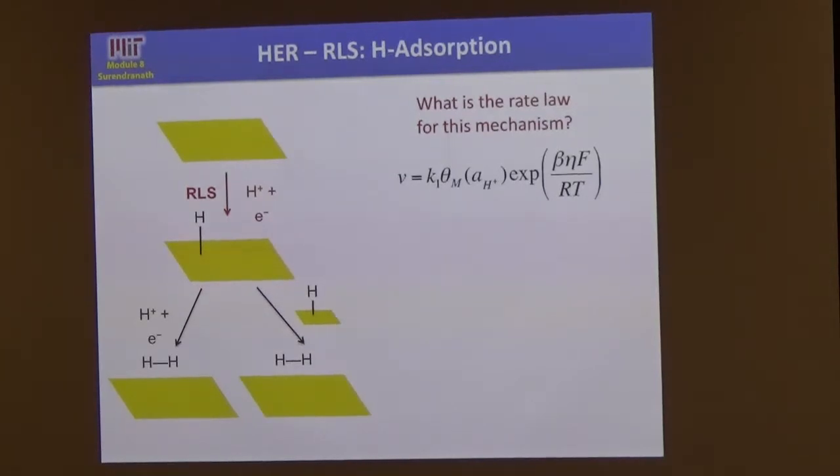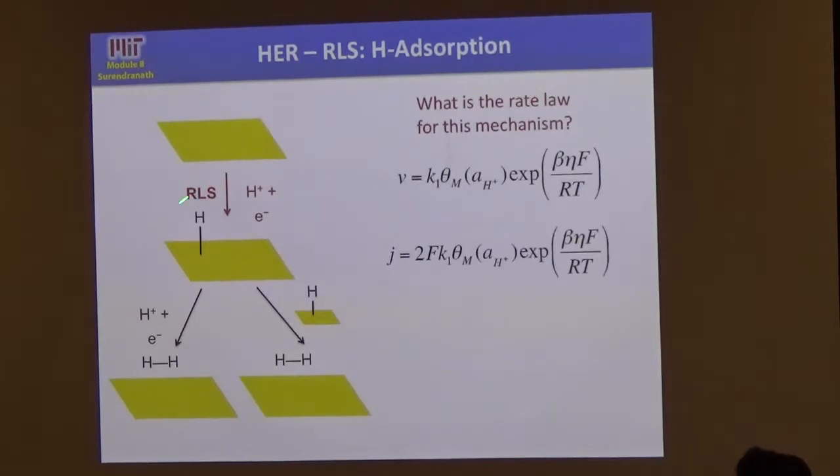But I have other participants in this reaction. The surface site has to participate, so I need to know the surface coverage of those active sites. I also need to know the chemical activity or the concentration of H+, because H+ is also a reactant in this equation. So I get a rate expression related to a rate constant, a surface concentration of active sites, the concentration of protons, and an exponential term that comes from the Butler-Volmer equation.